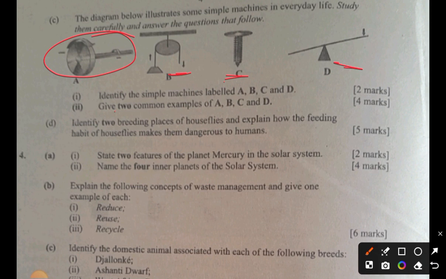And then light bulb base. Yes, it acts like a screw when you are fixing the light. Then the D is found in a seesaw, also found in a nutcracker or scissors.